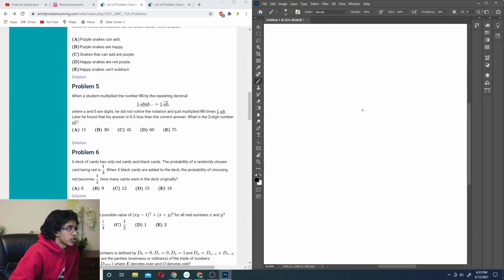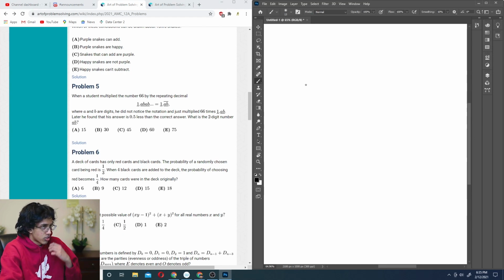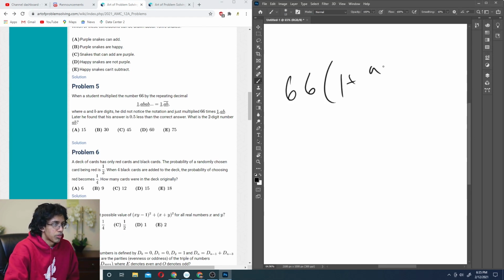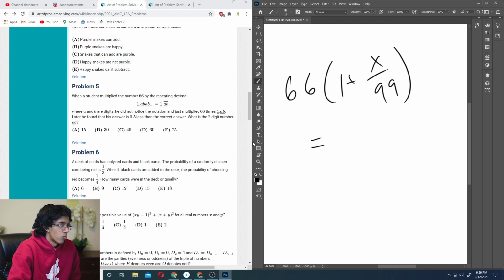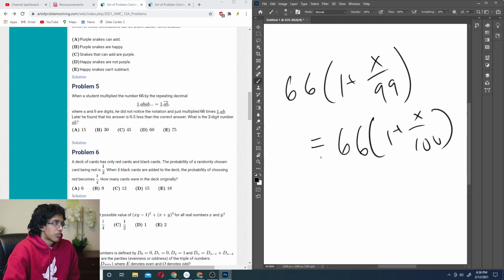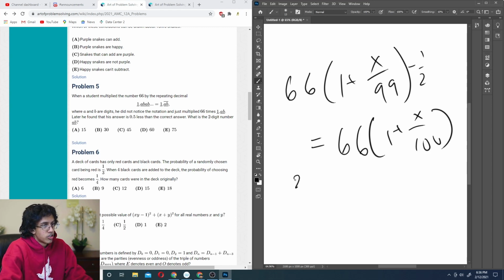Okay, so multiply the number 66 by the repeating decimal of that. So essentially you just get 66 times 1 plus AB over 99, or we can just call it X over 99. So X is equal to AB, and he also multiplies it just by 1.AB, not repeating. So essentially he can also multiply it by 66 times 1 plus x over 100, and he found that his answer was 0.5 less than the correct answer, so this is minus 1/2. So essentially we just solve for x, and we should get our answer. So that's just 2/3 x minus 1/2 is equal to 33x over 50, right?